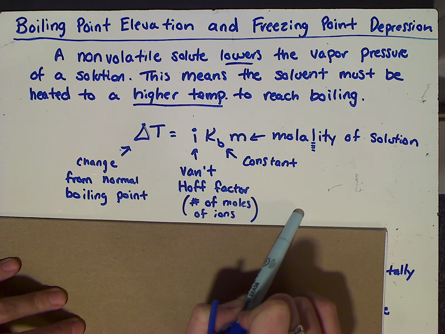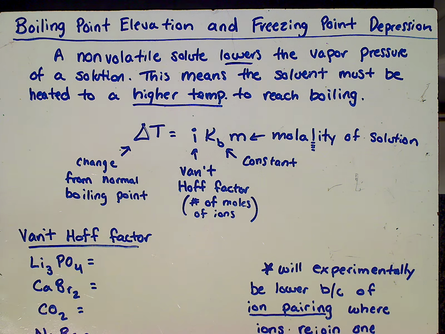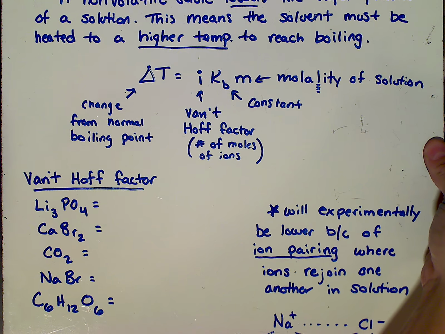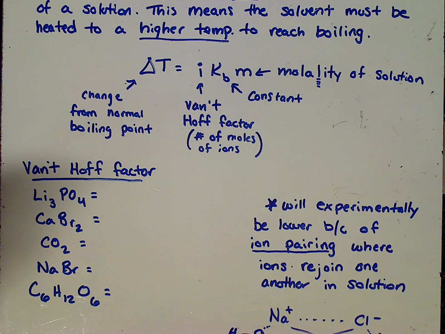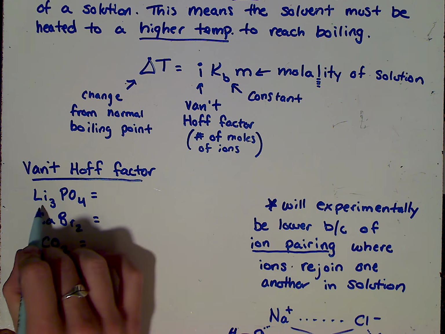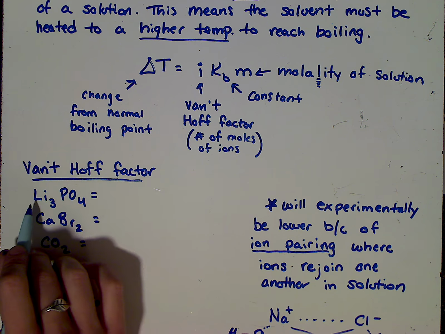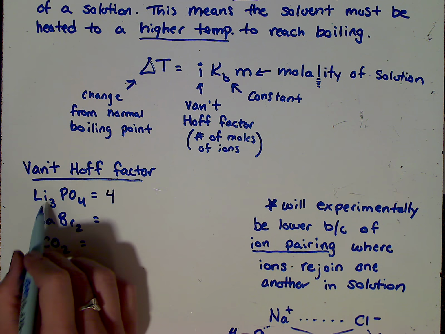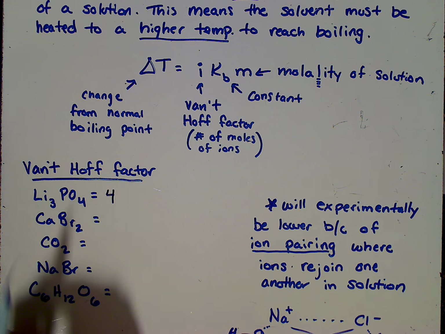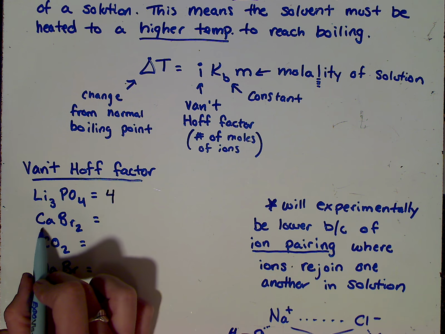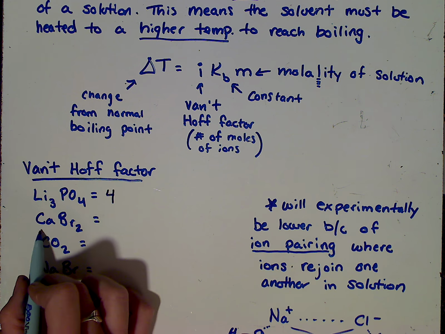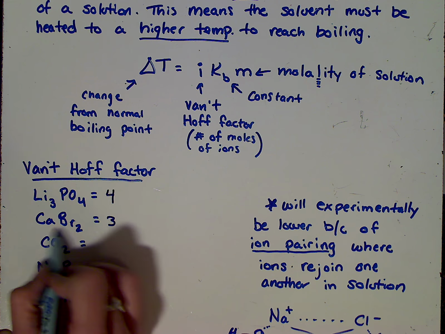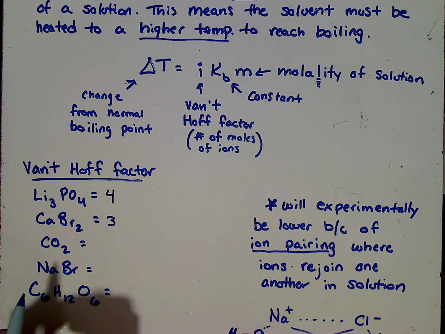All right, so what does this mean? First of all, what is this Van't Hoff factor thing? The Van't Hoff factor just breaks down how many ions you're going to get from a solute. So let's pretend that our solute is Li3PO4. We are going to get a total of 4 ions from that solute because we get 3 lithiums and 1 PO4. If our solute is CaBr2, this is going to break apart into 3 ions. It's going to break apart into Ca and 2 Br minuses.